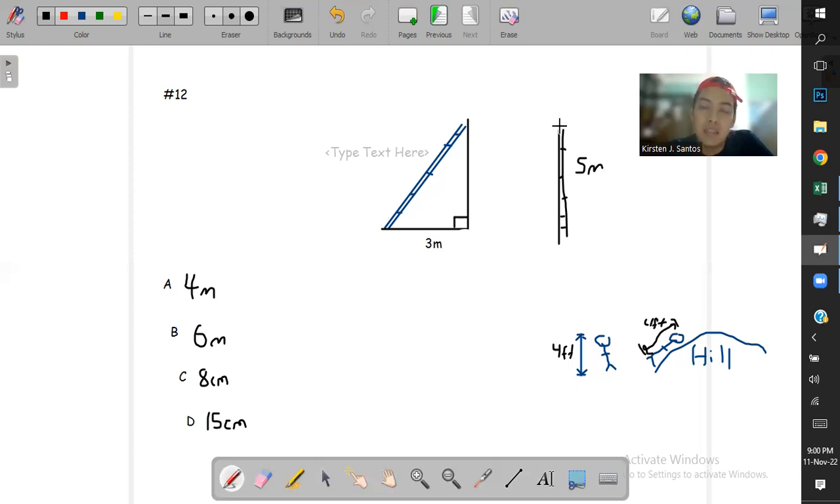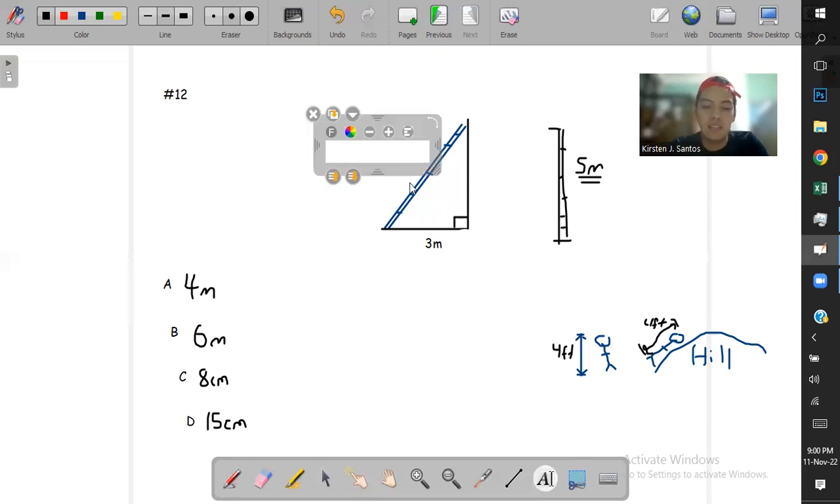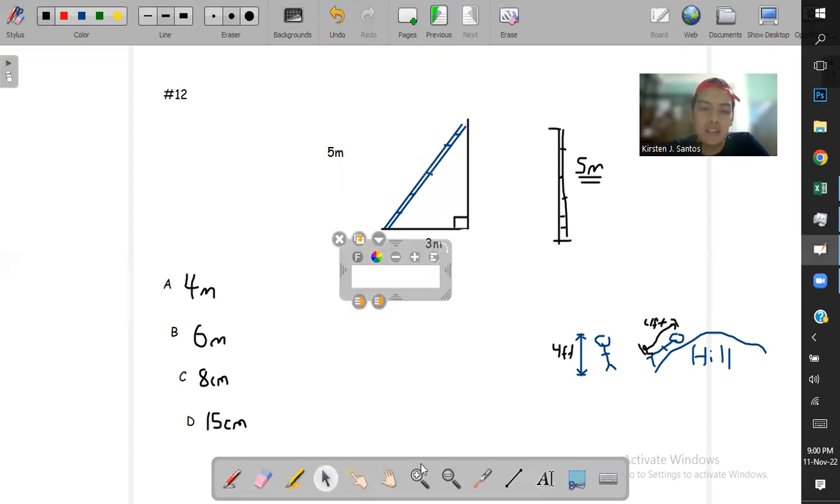That student doesn't get shorter if they lie down on a hill. Same thing with the ladder. If the ladder stands up straight, it is 5 meters tall. And if it leans on this wall, then that ladder is still 5 meters long.